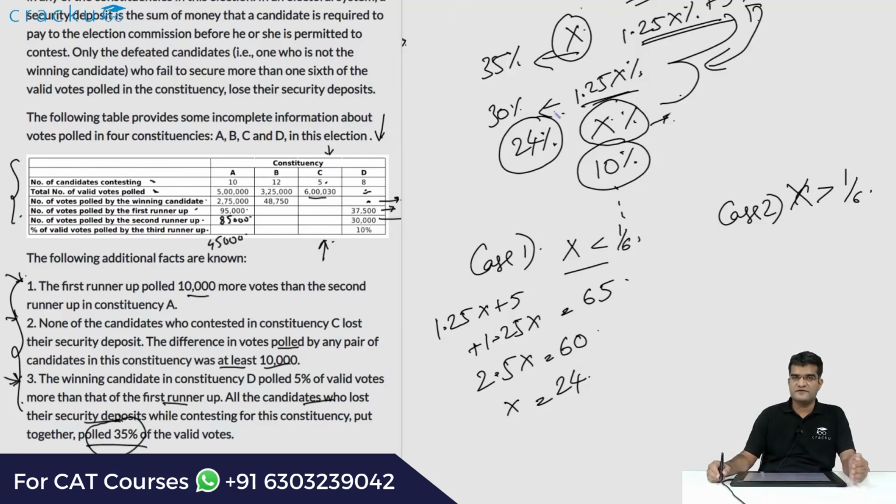Only then will he forfeit his security deposit. But if we are solving the equation, we are getting x to be equal to 24%, in which case he should not lose his security deposit. So this case is not true. The only case remaining is that x is greater than 1 by 6.